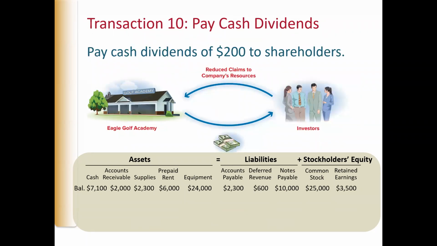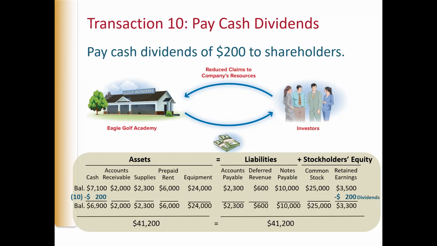Next, we pay cash dividends of $200 to shareholders. We use $200 in cash so that cash decreases, and dividends decrease our retained earnings, which is part of stockholders' equity. So our $41,200 assets equal our liabilities plus stockholders' equity of $41,200.